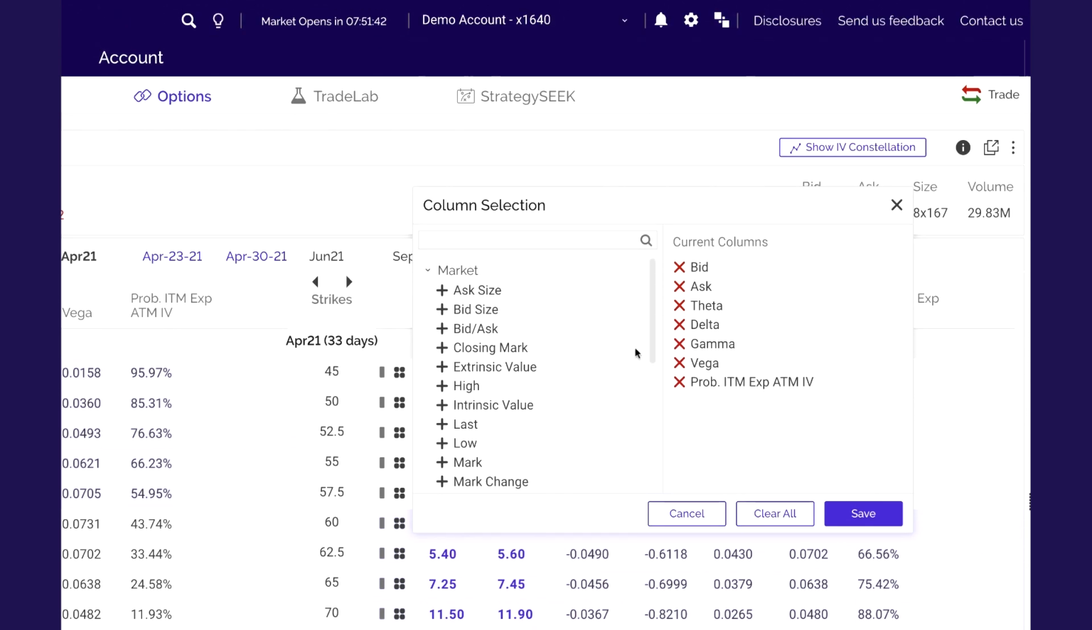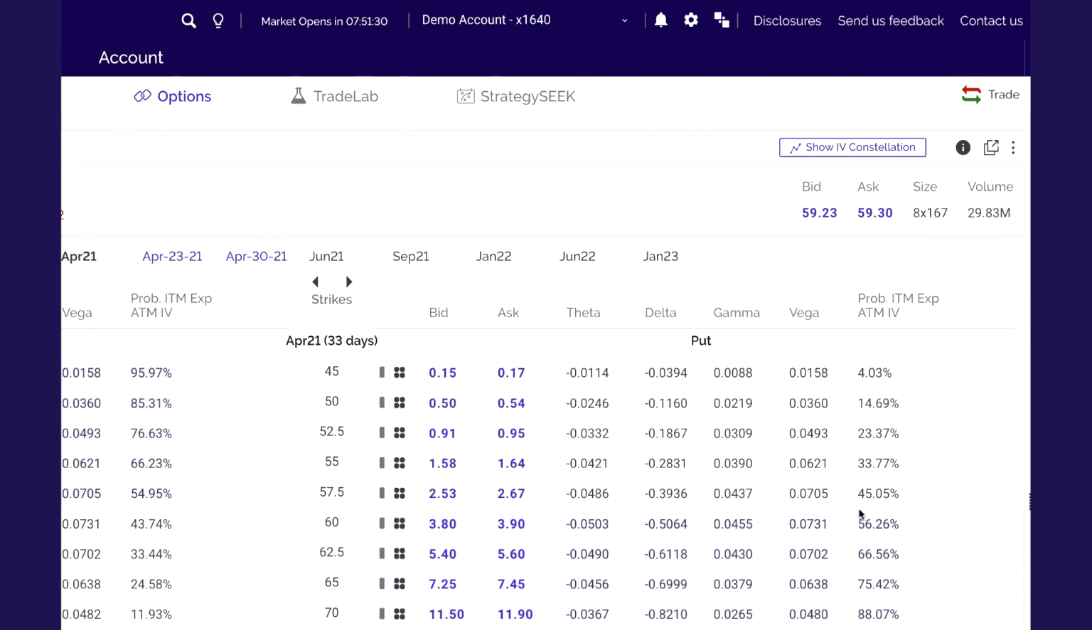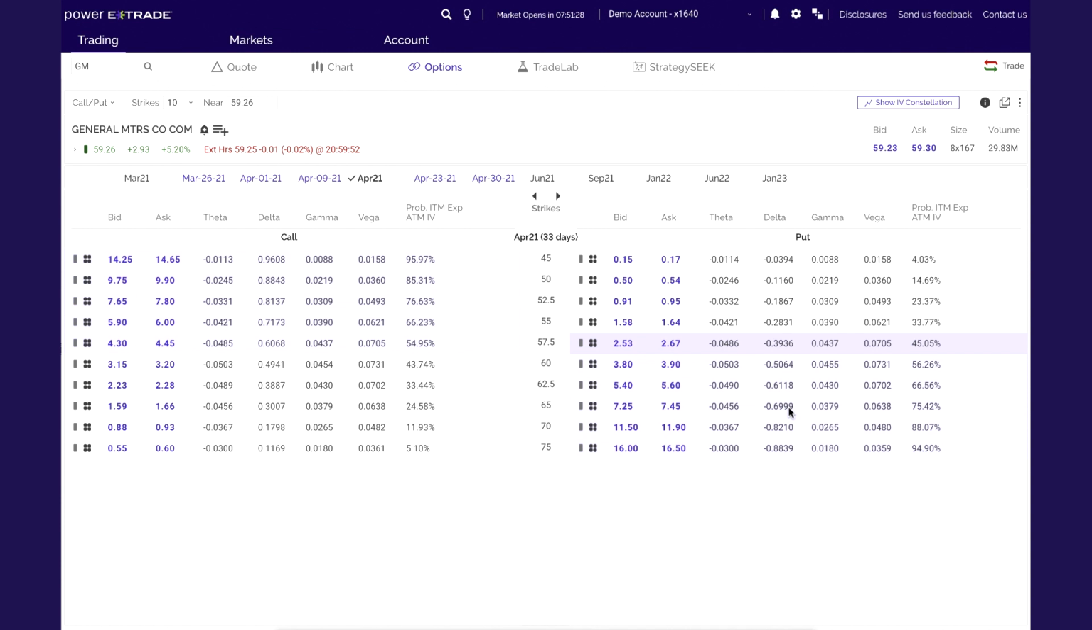I've kept mine pretty simple. I have bid, ask, theta, delta, gamma, vega, and then I've included probability of in the money, expiration, and the at-the-money implied volatility. I can go to save, and it's going to save it. Let me minimize that down a little bit further. Once it's been set up, I can also change the columns around. For example, if I just wanted to get gamma and vega switched, I can grab gamma and drag it right over.